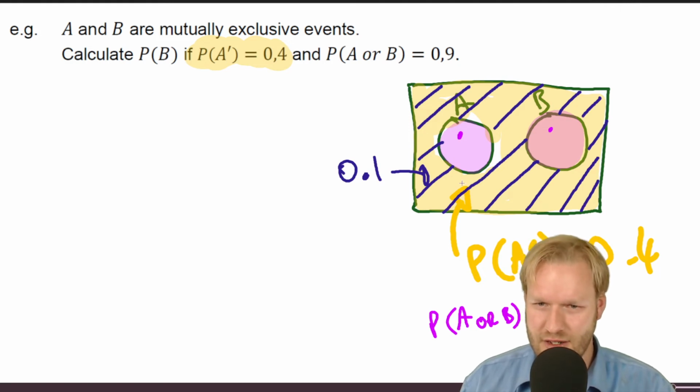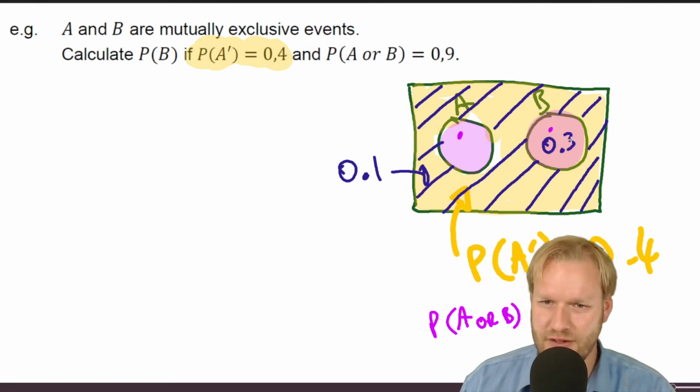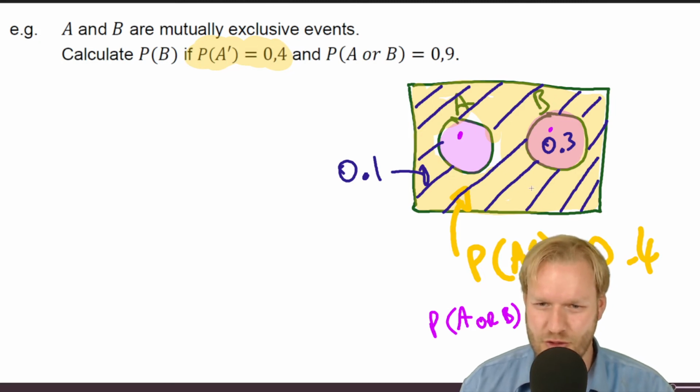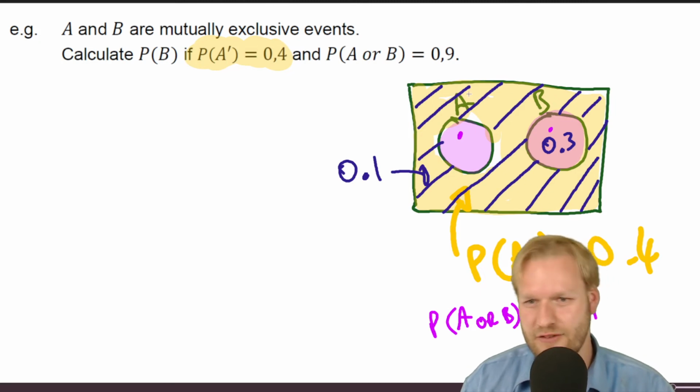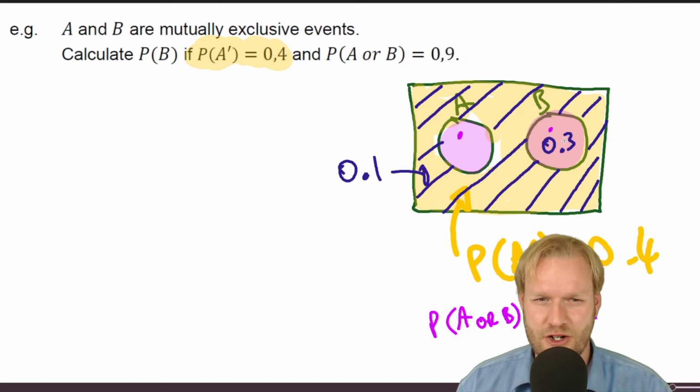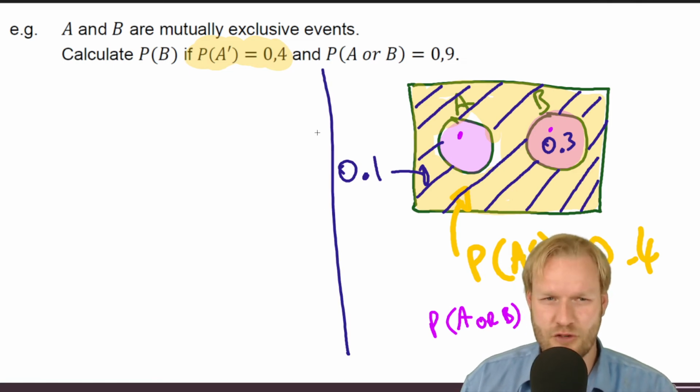Now, if everything else is 0,4 and that's 0,1, surely we've just got 0,3 left. We've got 0,4 sitting outside, all this yellow stuff here, including this B part. But the blue stuff is 0,1, so therefore this must be 0,3. That's a nice visual way of looking at it.